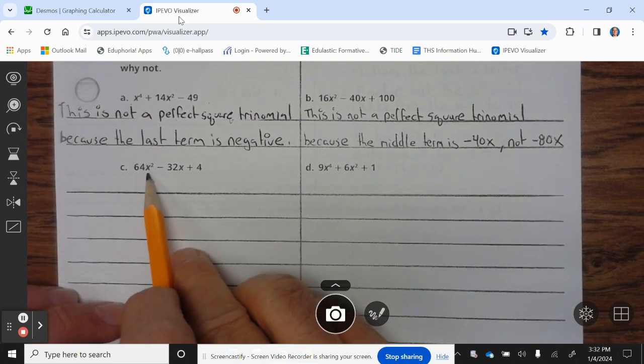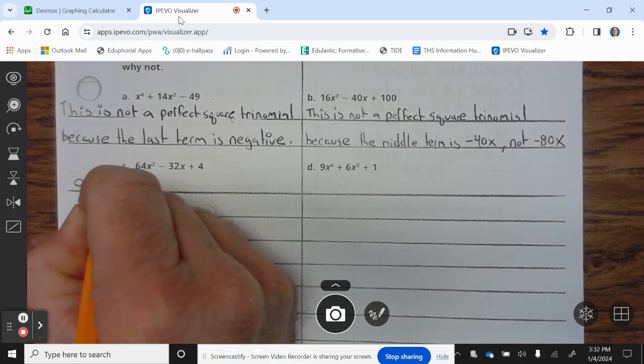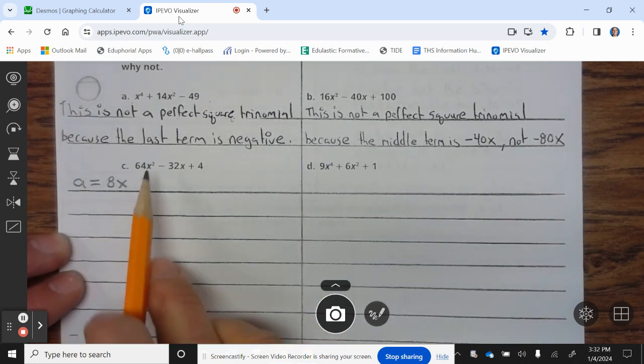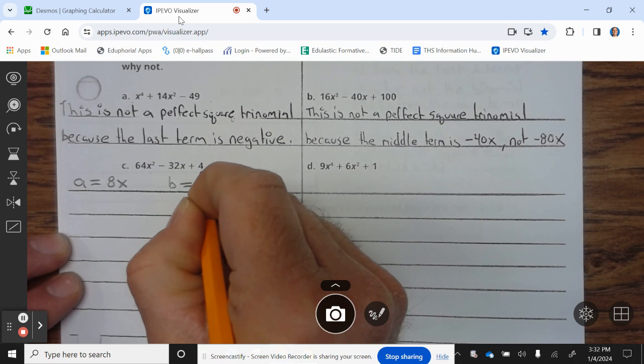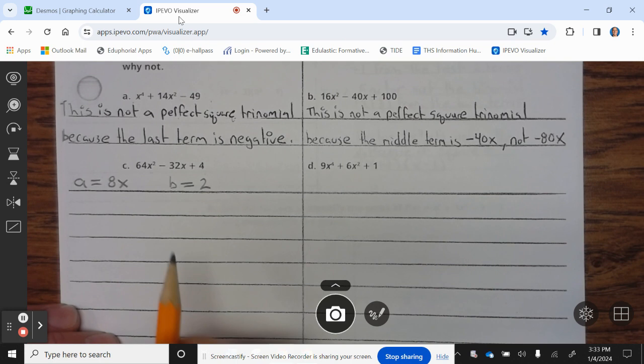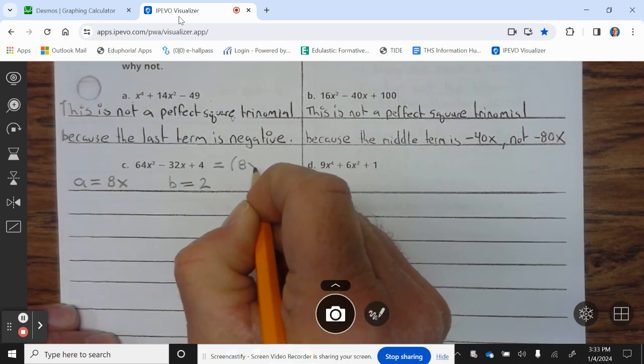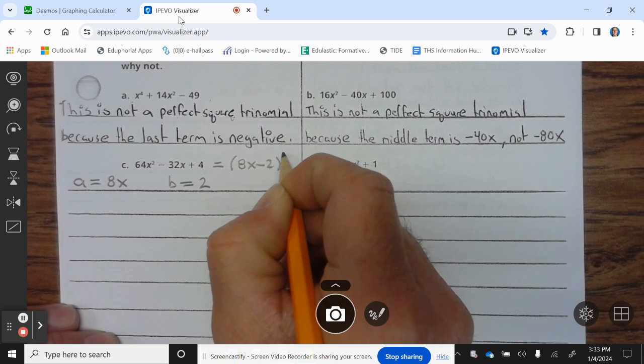So we see that the first term is squared and the last term is squared. So we know that A is 8x because 8x squared is 64x squared. And B is 2 because 2 squared is 4. Okay, so then this would factor to be 8x minus 2 squared.